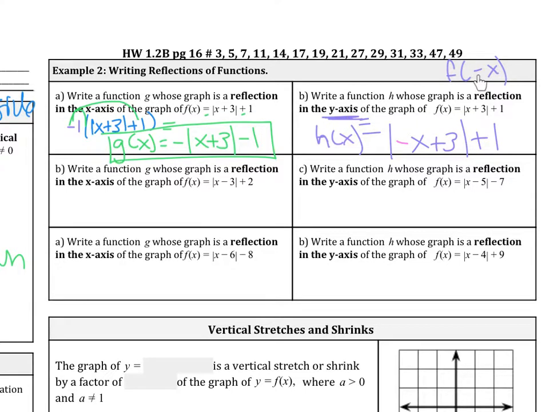So with the y-axis, you just add a negative in front of the x. For the x-axis, you have to distribute. So try out letter B, C, and then this is actually D and E, and I'll go over the answers as soon as you come back.